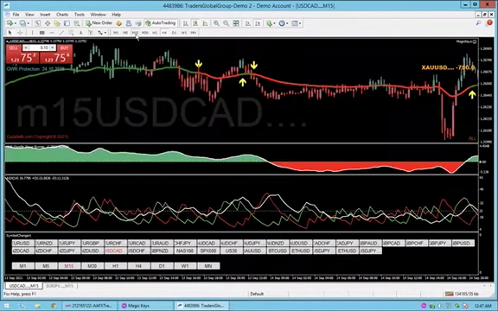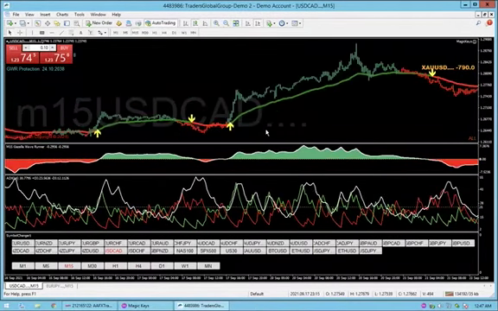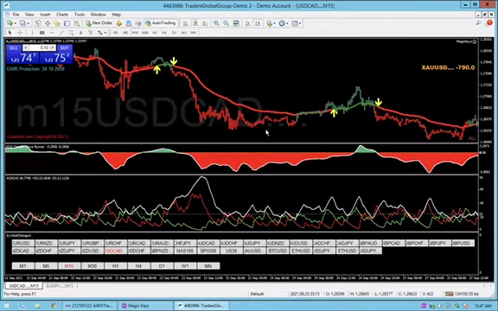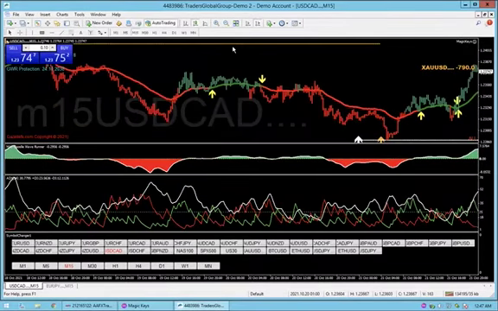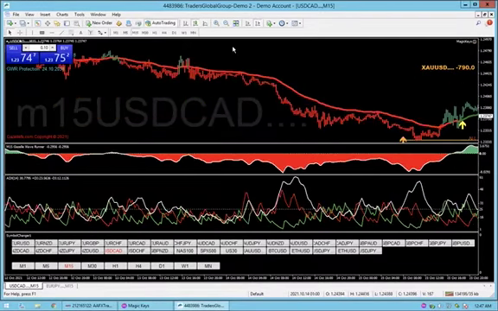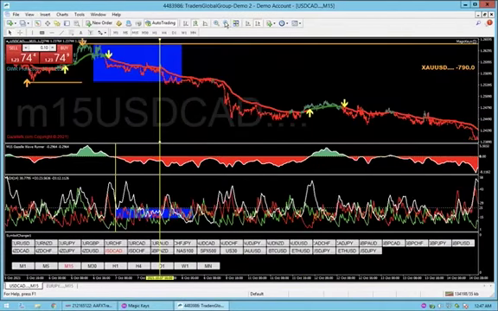Now let's go down to the 15. Let's try to find those same little squares. Look at that, y'all. Oh, let me find it. That was beautiful. Is that not a beautiful 15? Look at that entry. Look at that entry right there. Rejection of the 4 hour, gotten in right there.